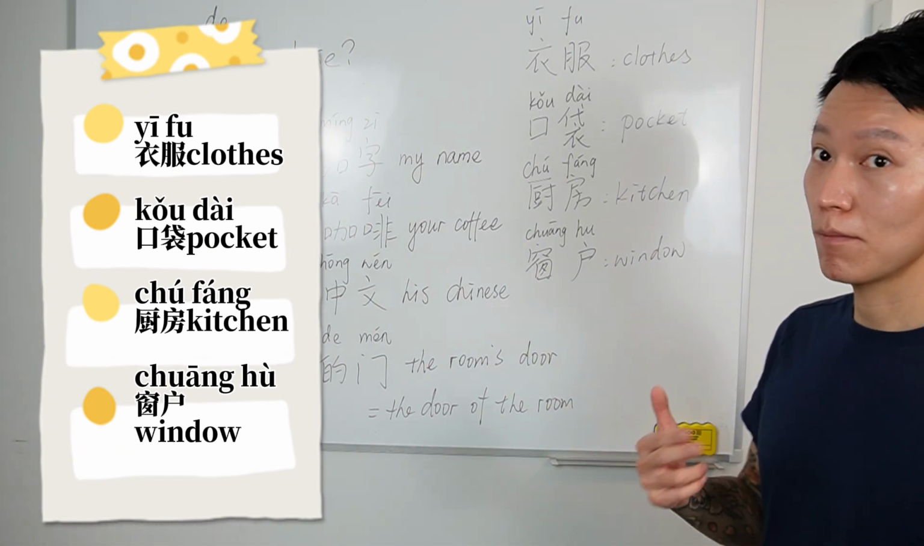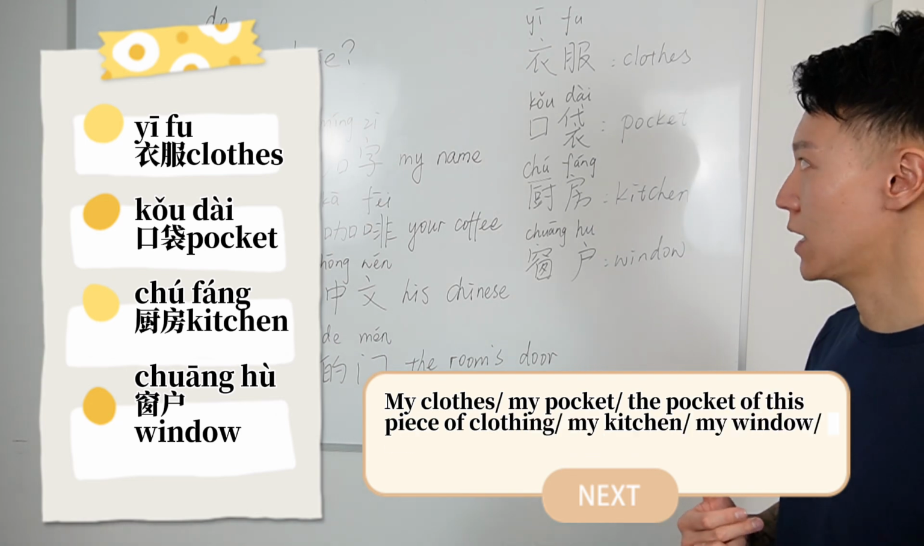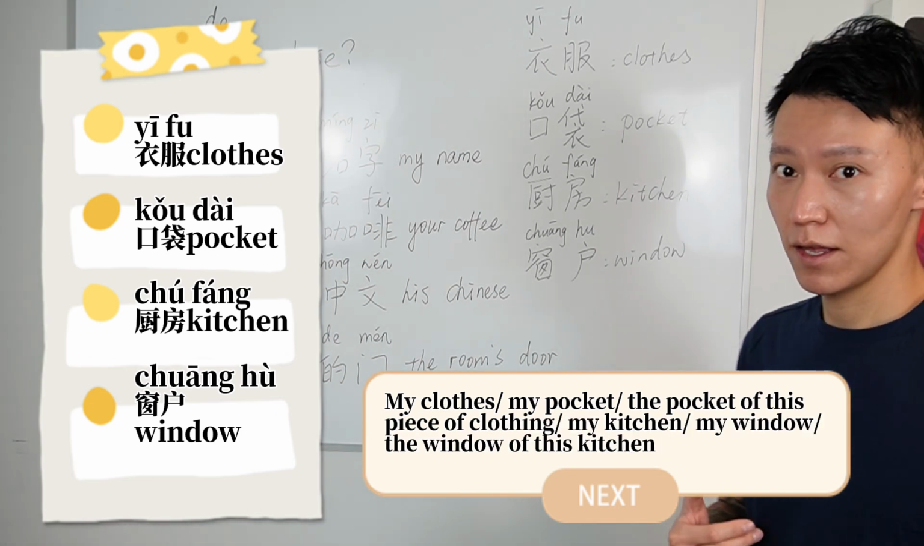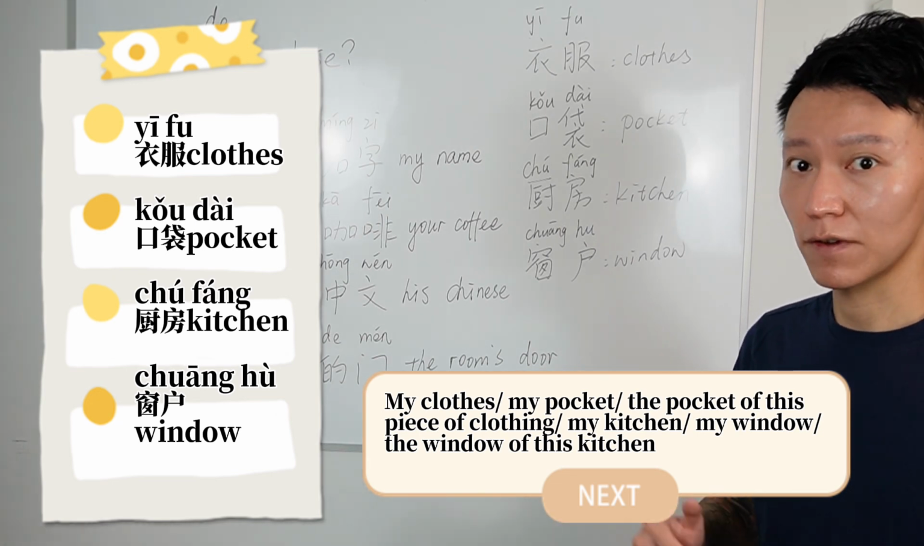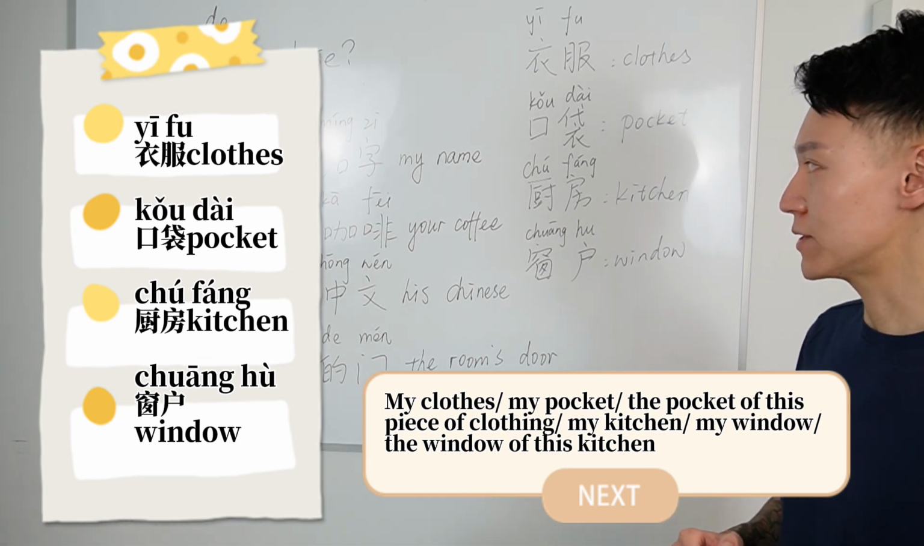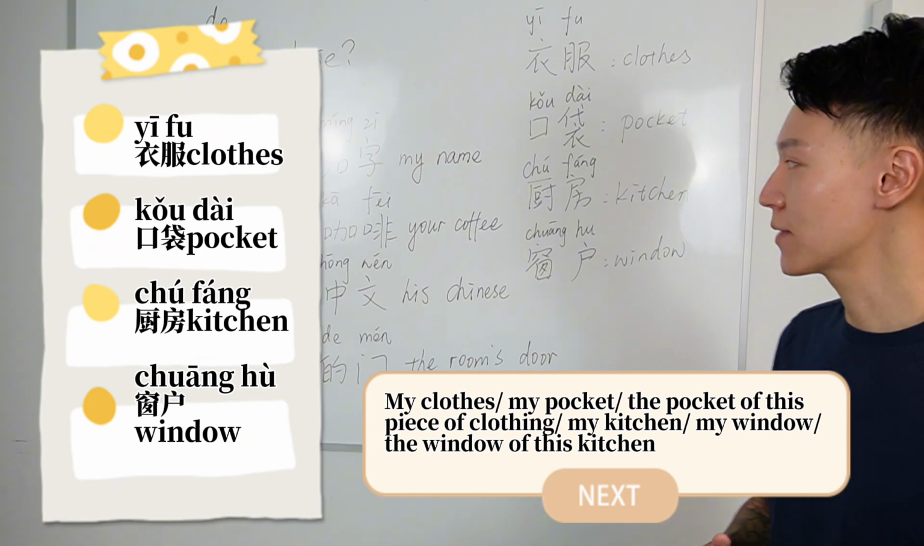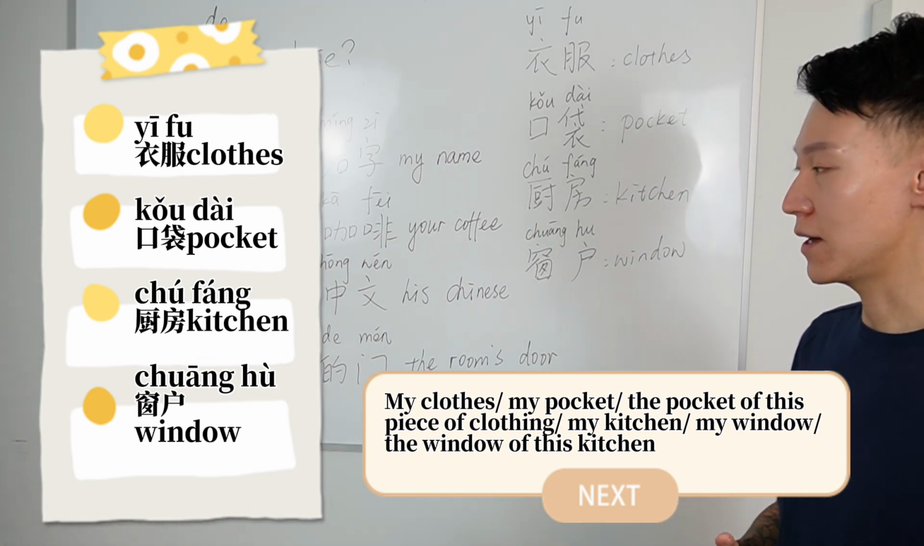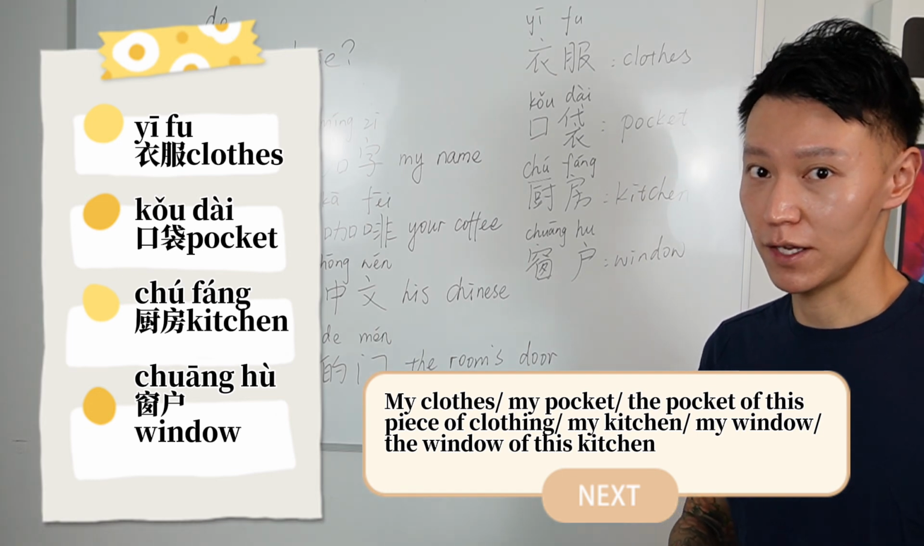So, how to say my clothes? How to say my pocket? How to say the pocket of this piece of clothing? How to say my kitchen? How to say my window? How to say the window of the kitchen?